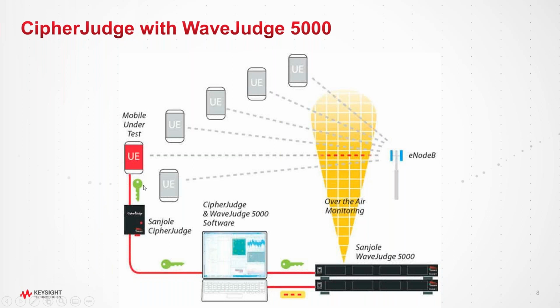That way, the Cipher Judge now sits in between the SIM card and the mobile unit, and it's able to sniff off the traffic encryption keys. It passes that to our WaveJudge software, which then passes it to the WaveJudge 5000, and the WaveJudge sniffs the packets over the air, and it's able to use that traffic encryption key to not only decrypt the messages, but also the user traffic.